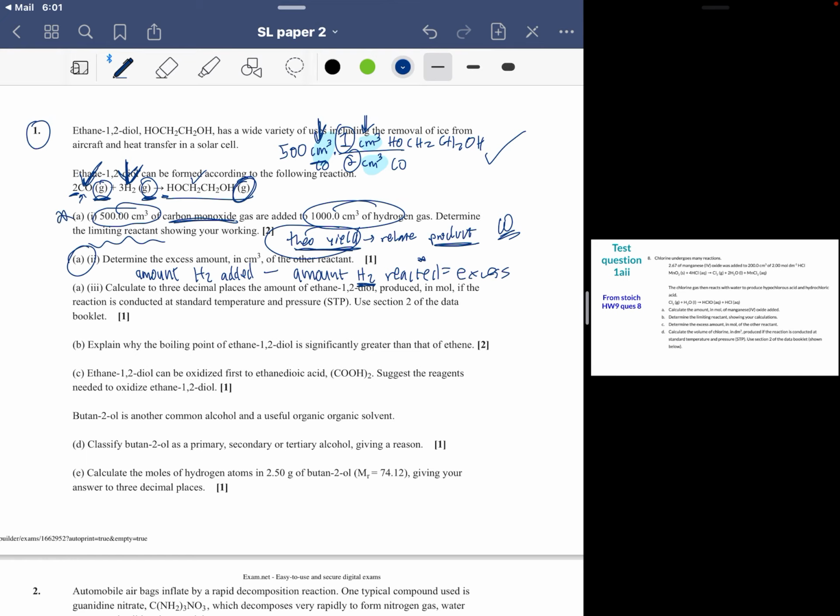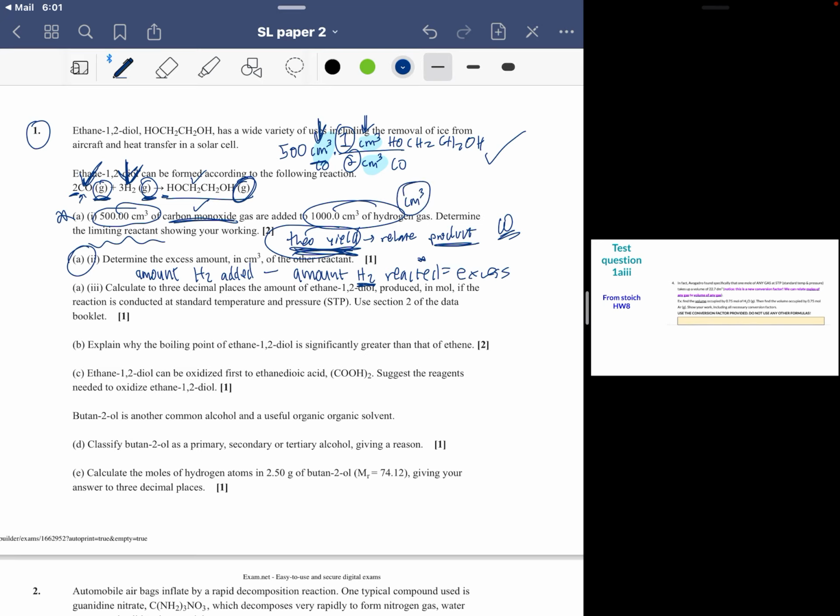All right, in A, you would have calculated the theoretical yield. It would be the yield associated with carbon monoxide because that one was limiting. You then needed to take that amount that you found in A and convert it to moles. So your unit for theoretical yield would have been centimeters cubed from A. And then you need to use this conversion factor that we learned about in, this says homework 8, but it was actually an in-class thing, even though we called it a homework.